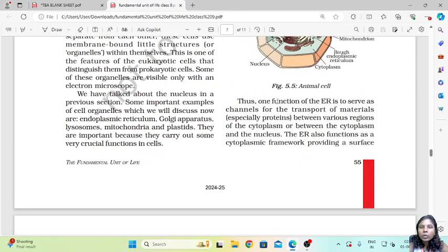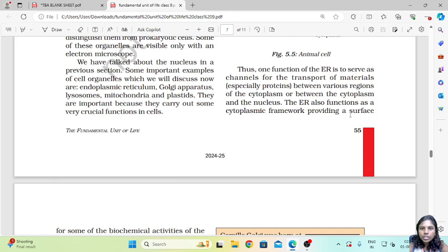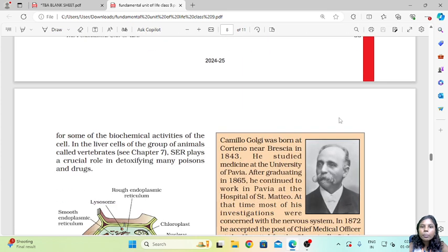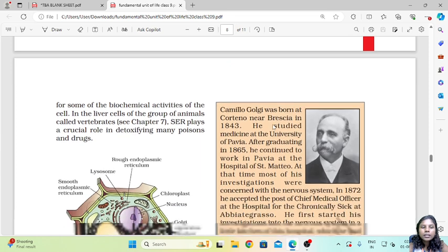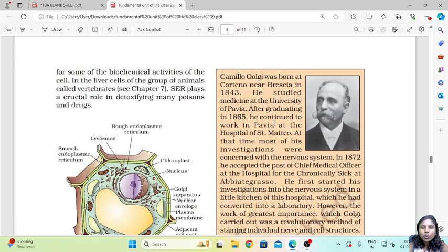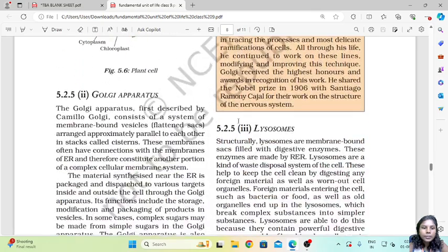Also, we spoke about some of the functions of ER. First is to serve as channels of transport for materials between various regions of the cytoplasm or between the cytoplasm and the nucleus. The ER also functions as a cytoplasmic framework, providing a surface for some of the biochemical activities that take place in the cell. In the liver cells of the group of animals called vertebrates, it plays an important role in detoxifying the poisons and drugs that are present.